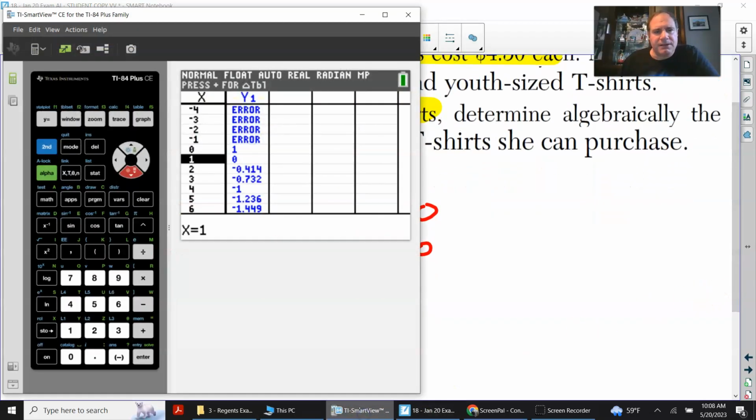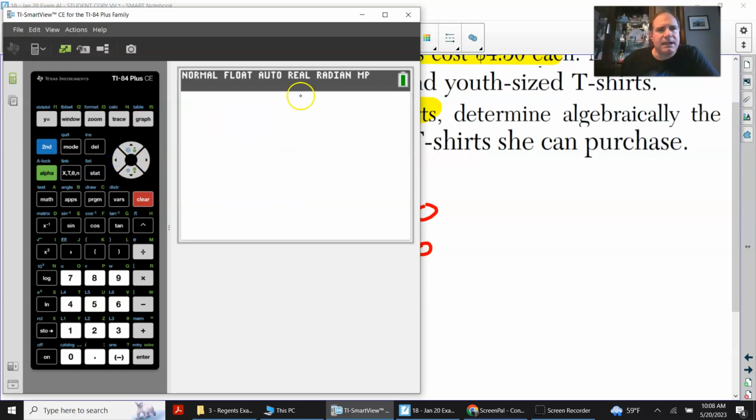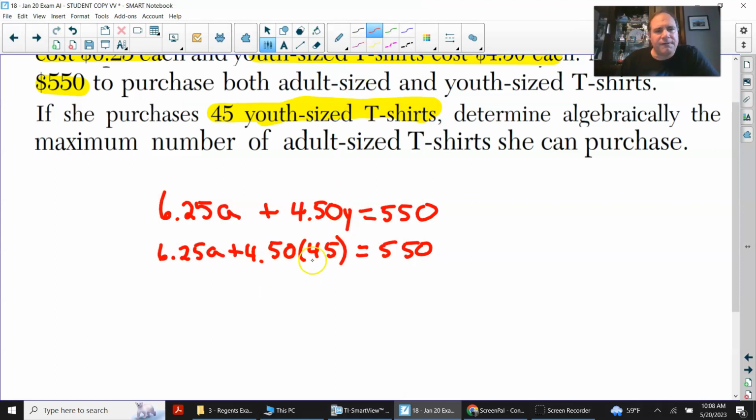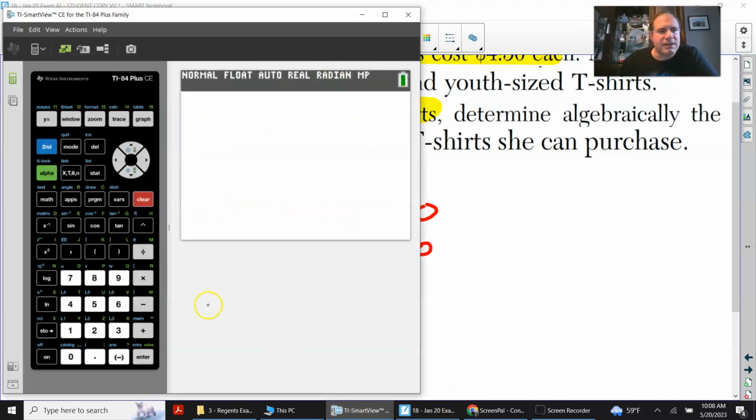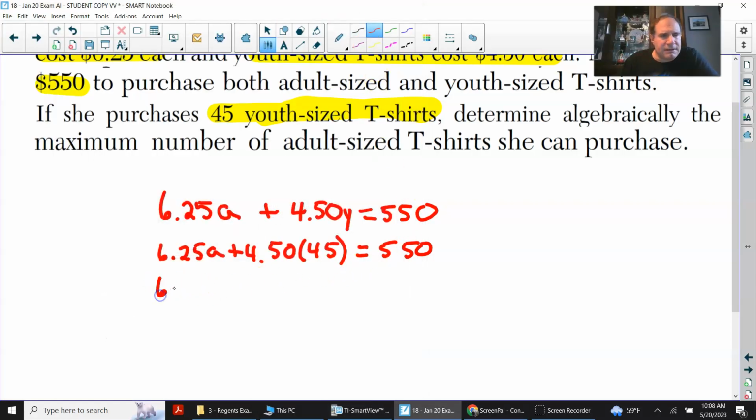So in order for me to do this, I need to clear this out and put in 4.50 times 45 to see how much that's going to come out to be. So I'm going to do 4.5 times 45. And I'm going to get 202.50. So I'm going to rewrite this over again. 6.25a plus 202.50 equals 550. And then you subtract 202.50, just like any two-step equation.